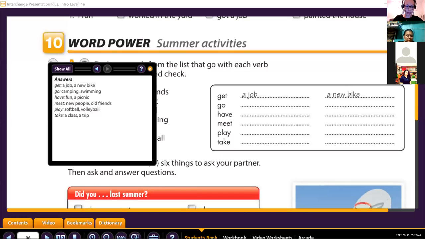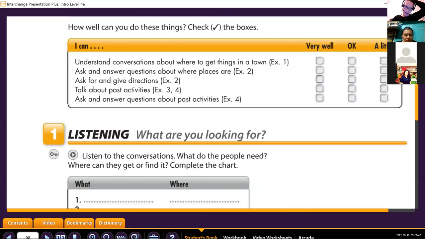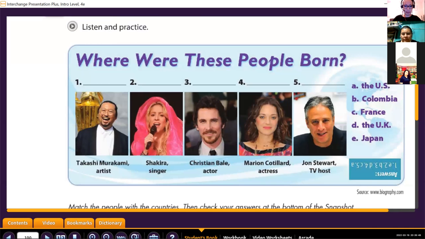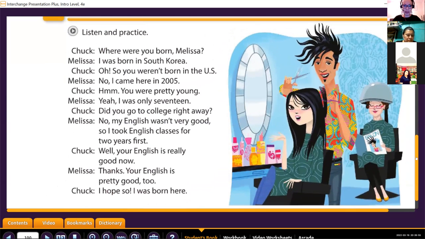Okay, we will go to the first activity that you may see in the video, which was the conversation. Am I sharing the screen, right? The picture is different, but the conversation is the same. So we're going to listen to this one, and I'm going to pause so that you can repeat at home.